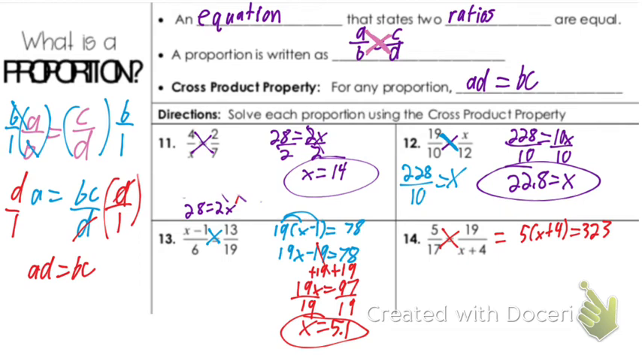Now, if you want to, in your head, do the distributing of 5 to the quantity of x plus 4, feel free to do that. And just skip this line and say, that's 5x plus 20 is equal to 323. If you're able to do that in your head and you want to, feel free. That's okay with me. Does that make sense?